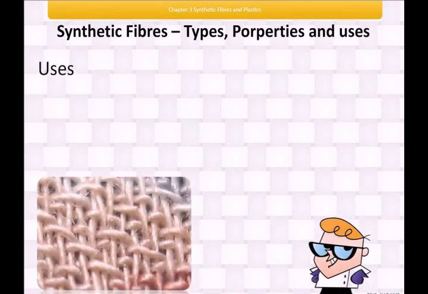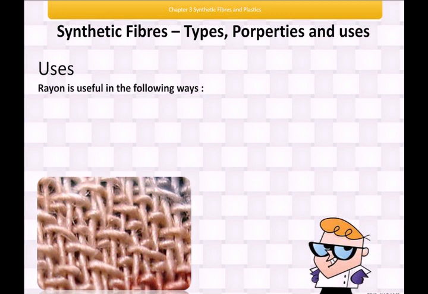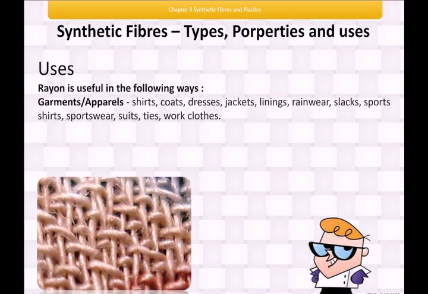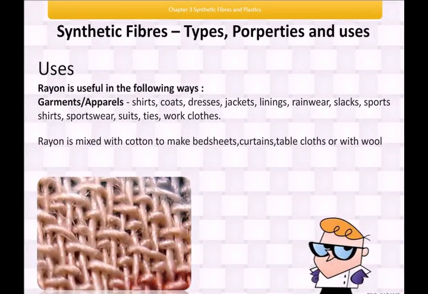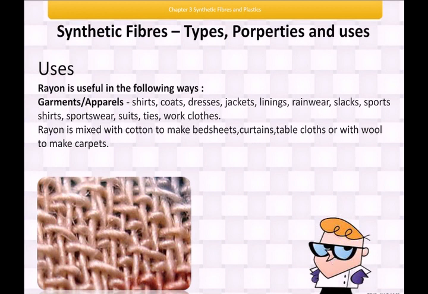Uses. Rayon is useful in the following ways: garments or apparels, shirts, coats, dresses, jackets, linings, rainwear, slacks, sports shirts, sportswear, suits, ties, work clothes. Rayon is mixed with cotton to make bed sheets, curtains, tablecloths, or with wool to make carpets. Rayon is also used to make bandages.